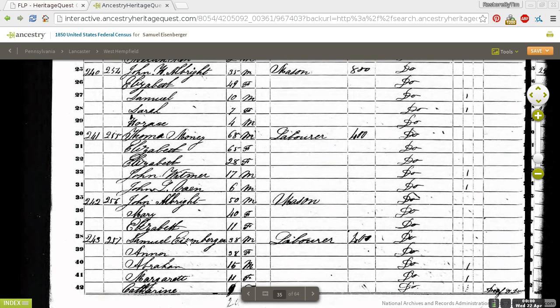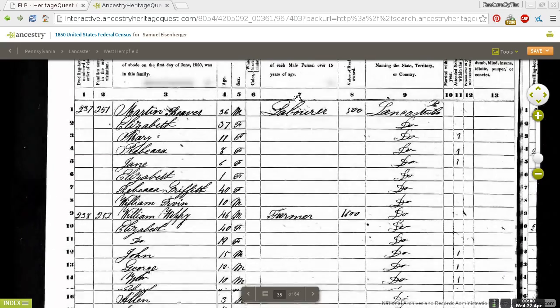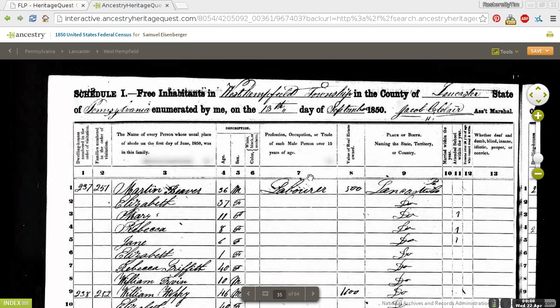Now, why are these pages out of order? I've done some Google research, which is not necessarily authoritative. If anyone knows any better than I do, I would love to hear from you in the comments. But what happened in this case, I believe, is that the original census pages were put out of order before they were bound into large books.